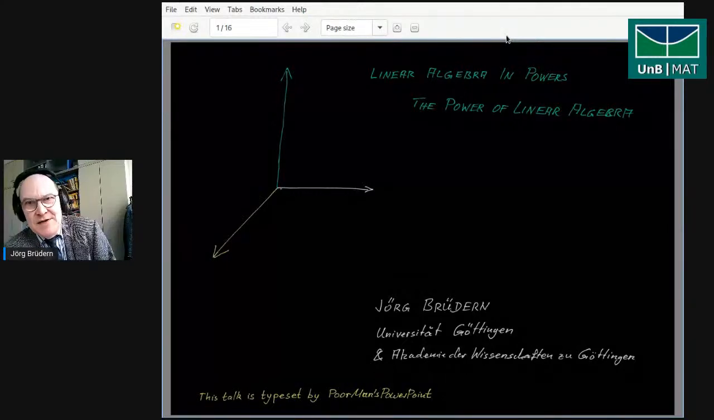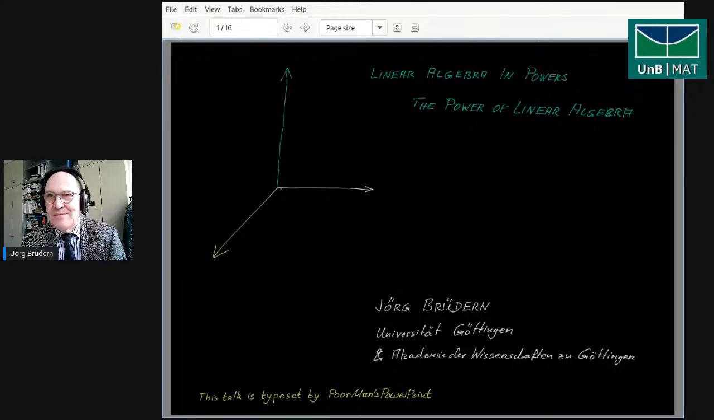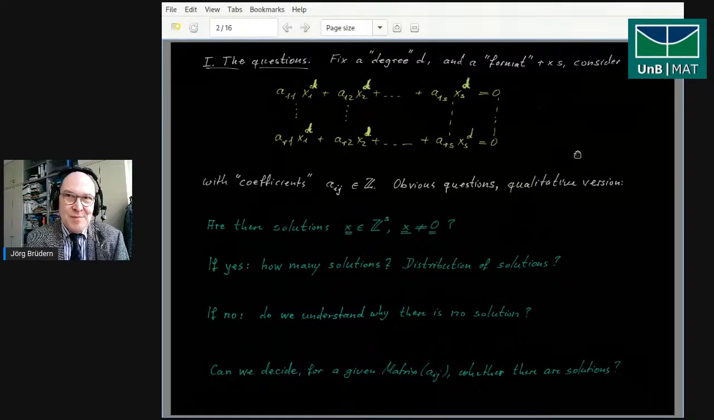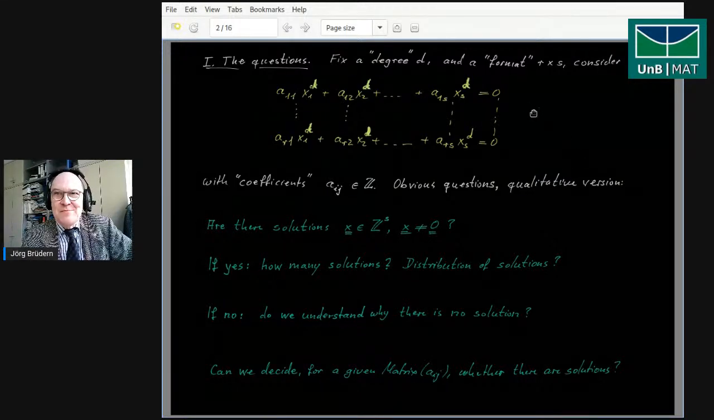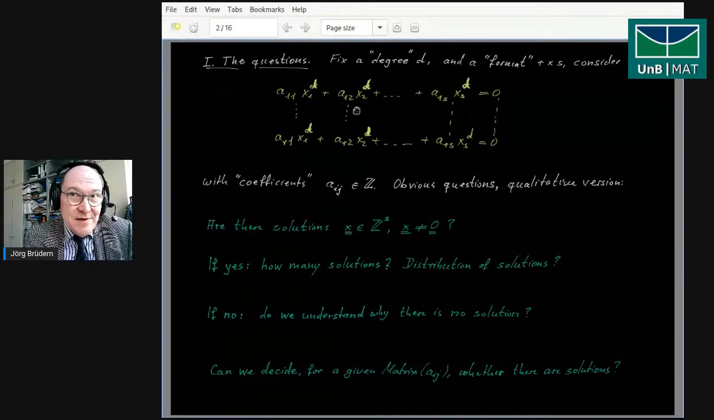So what is linear algebra in powers? Everybody knows how to solve linear equations. If you're given a system of linear equations, when we proceed like Gauss did, we do row operations, and then we can see all the solutions in one go. No problem at all. But what happens if I just change the problem a little bit and only allow you to use a certain fixed power, the d-th powers in my notation? So I've written down for you a system of linear equations in the standard matrix notation. And instead of just having the linear variables x1, x2, and so on, I just look at x1 to the d, x2 to the d, and so on.